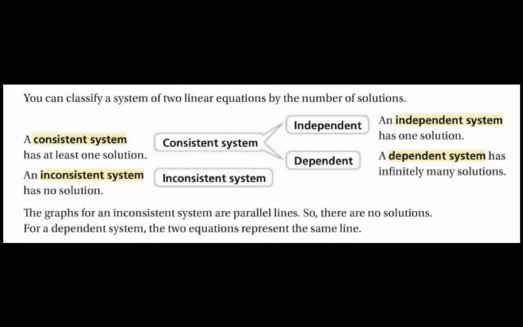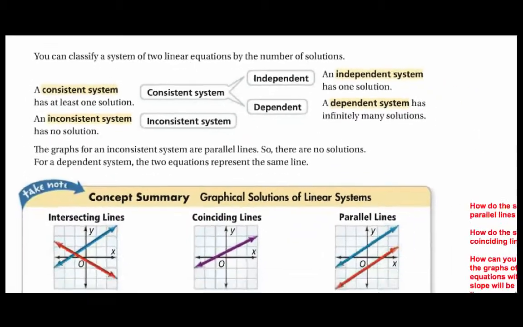Okay, so we can classify a system of 2 linear equations by the number of solutions. We can have what's called a consistent system, which has at least one solution, and we can have an inconsistent system, which has no solution. A consistent system can be broken up into one of two types. We can have an independent system, which has one solution, and a dependent system, which has infinitely many solutions. So we can have an independent consistent system, and we can have a dependent consistent system, or our system can be what's called inconsistent if it has no solutions.